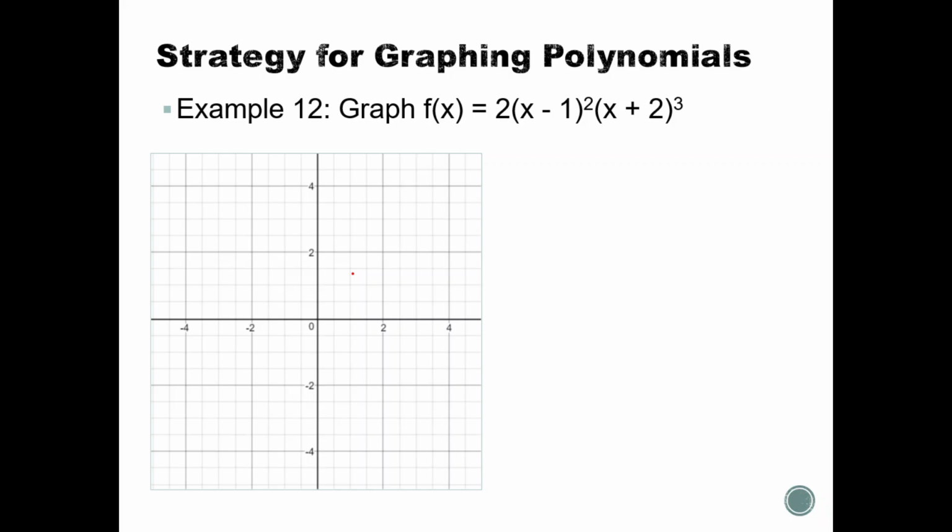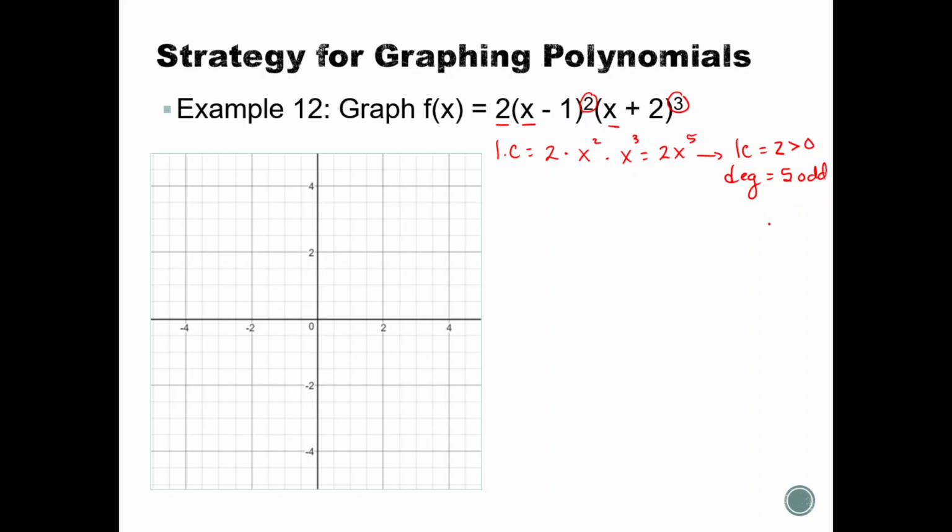Okay? All right, let's try another one. Now this one, to find the leading coefficient, I'm going to have to multiply these things out. And remember that they are affected by these degrees. So I'll have 2 times x squared times x cubed gives me 2x to the 5th. So the leading coefficient is 2 and the degree is 5. So it's positive and odd.